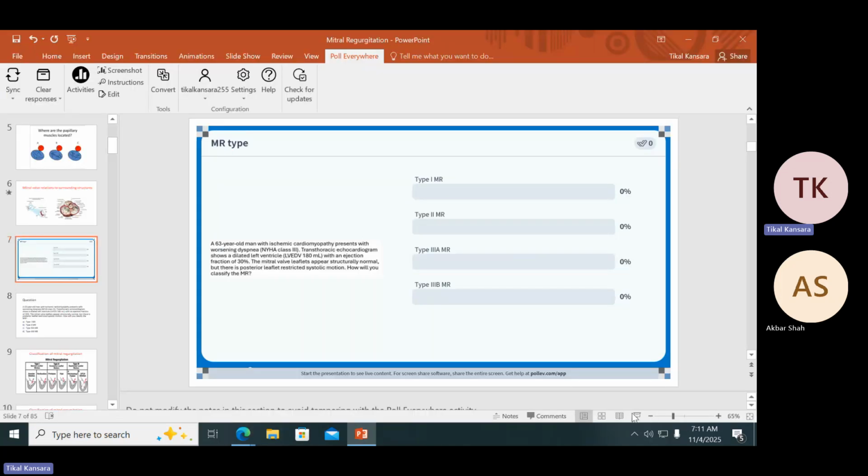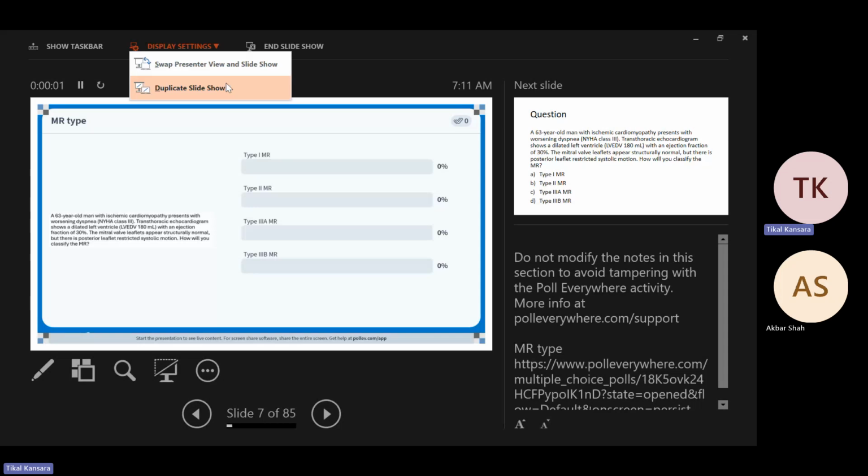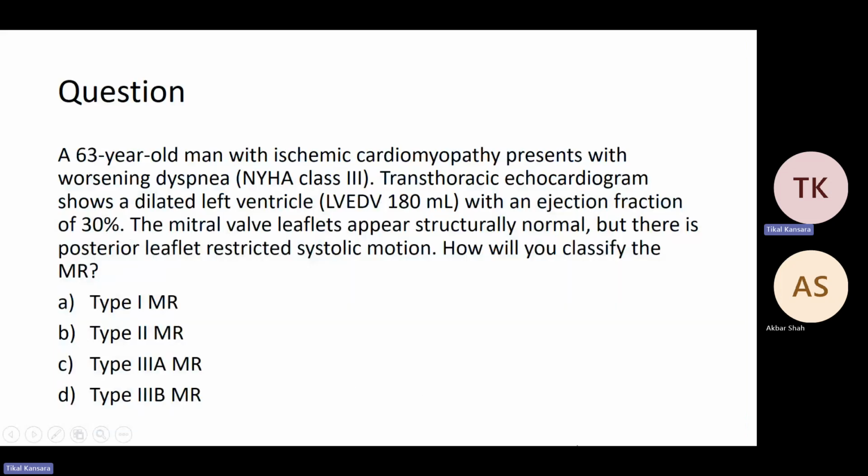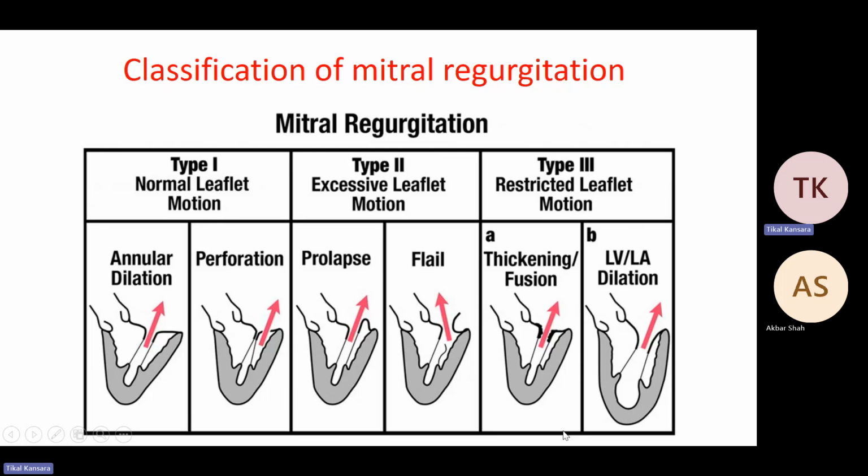Now, this is a very important thing for us to discuss. The reason why is the management depends on the type of MR. So these are the ASC 2018 or 2017 guidelines for mitral valve regurgitation, which classify mitral regurgitation into type 1, 2, and 3. Type 1 is whatever the expected motion of the mitral valve leaflet is. If the leaflet has to go like this, they will go like this. They would be moving as expected. Type 2 is an excessive leaflet motion where there can be either a prolapse or a flail, where the leaflets are moving more than expected. And type 3 is restricted motion of the leaflets, where the leaflets are moving less than what they should be moving, so less than expected.